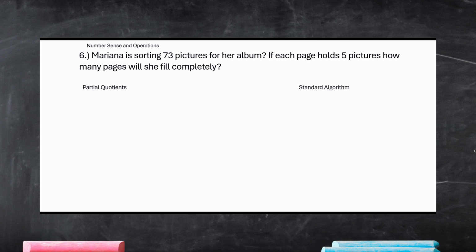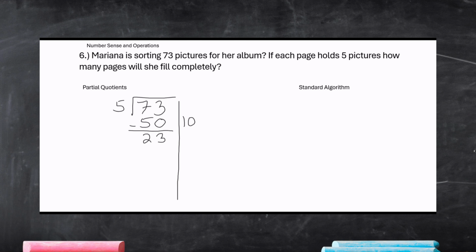I'm going to show you both methods, the partial quotients method and the standard algorithm method. So we have 73 divided by 5. We'll do our memory bar down. Remember, we want to take a big chunk of 73 away. So I do 5 times 10 to get 50. We do our subtraction and we're left with 23.